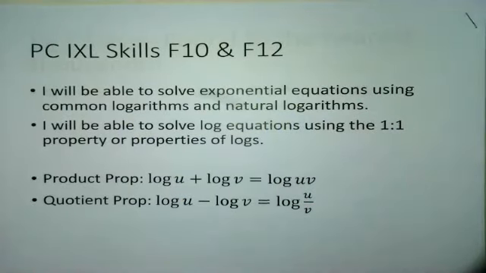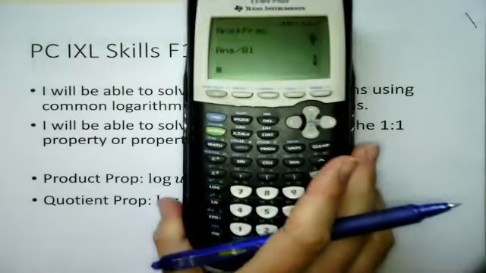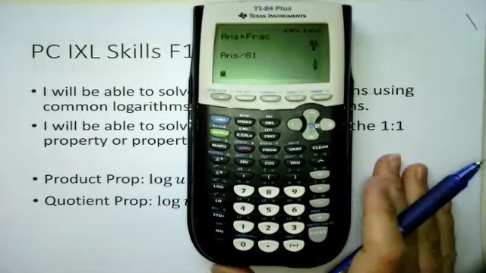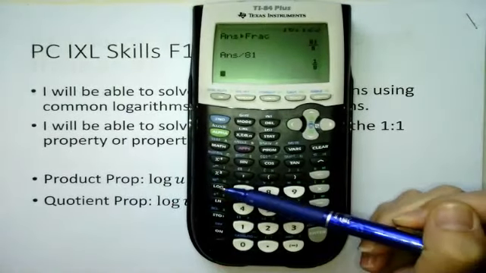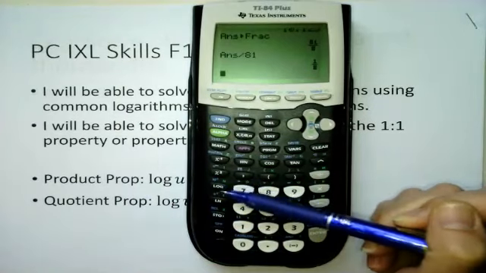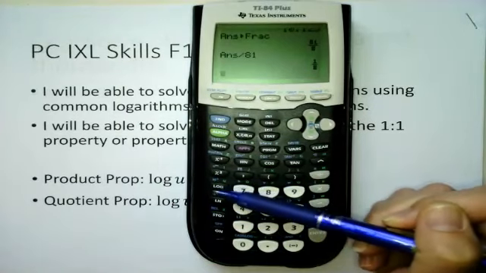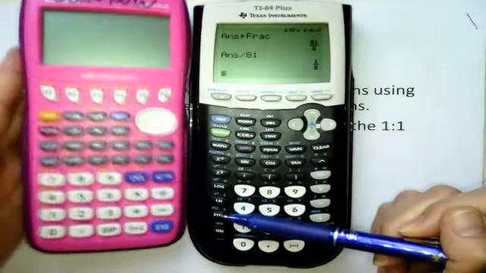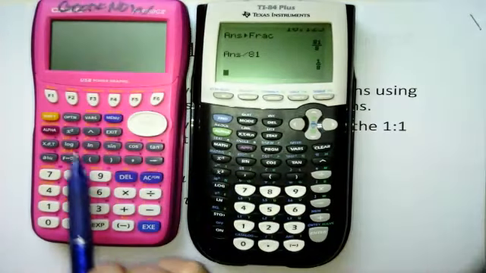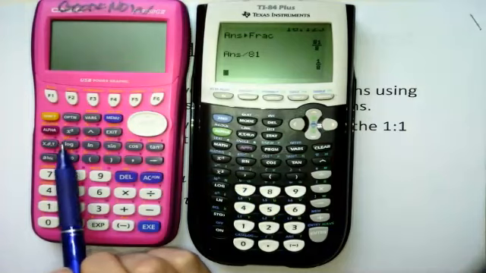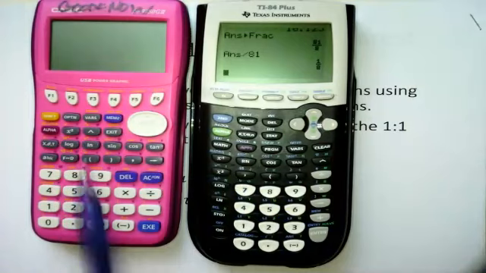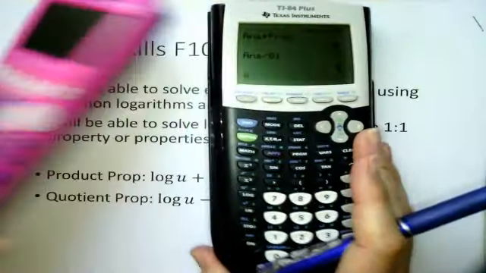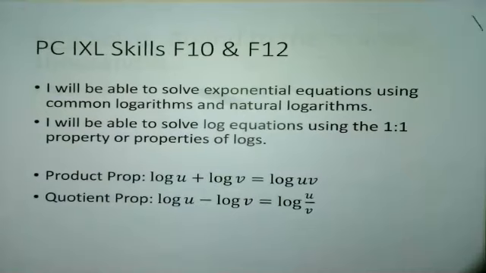Just so you remember, because we've done this, the common log is the log button on your calculator, log base 10. And the natural log is the ln button on your calculator. The Casio has it too, your common log, log base 10, and natural log ln. Using those two buttons on your calculator is really, really handy.